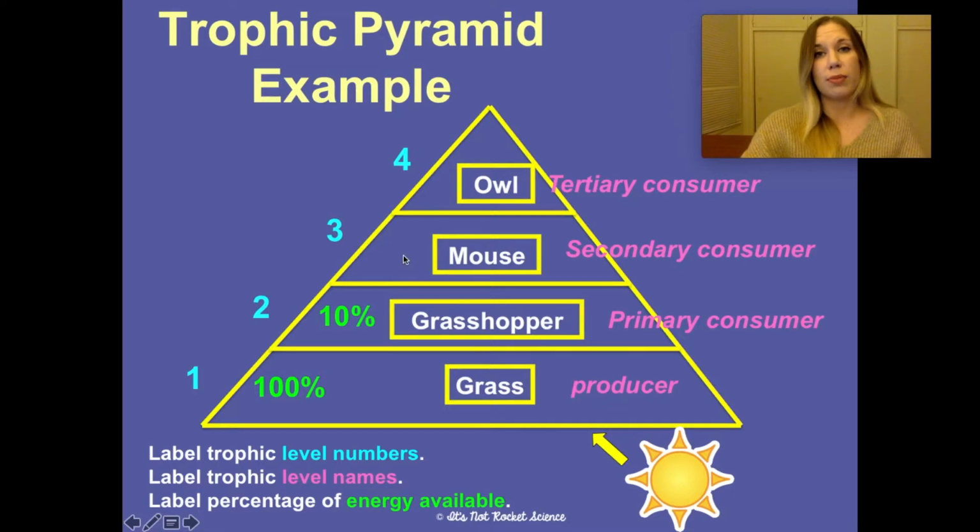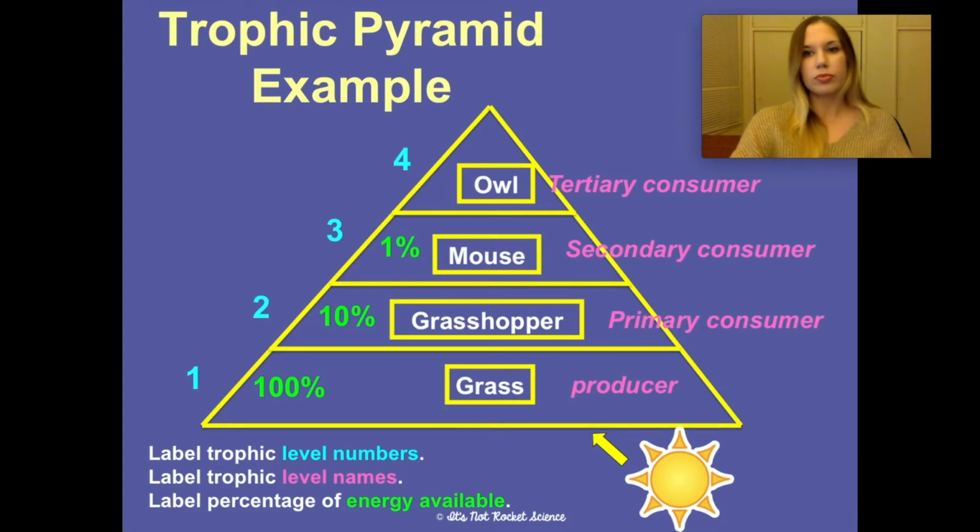And then as you move up to the third trophic level, the mouse, you divide it by 10 again. So 100 divided by 10 is 10. 10 divided by 10 is 1. And so the secondary consumers only get 1% of the energy available from the sun. So now you can start seeing why, as you go up the pyramid, fewer organisms can be supported. There's just not enough energy to go around.